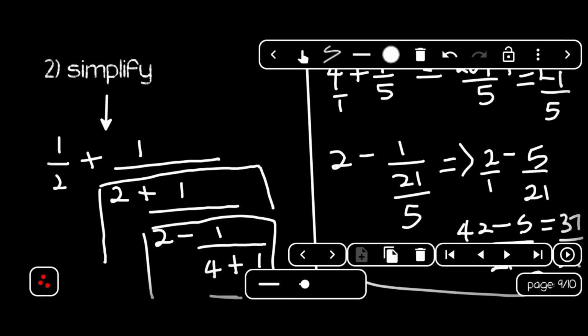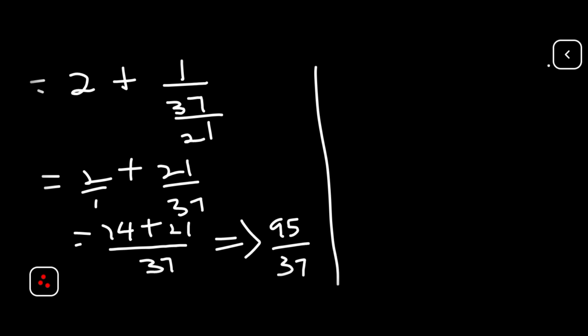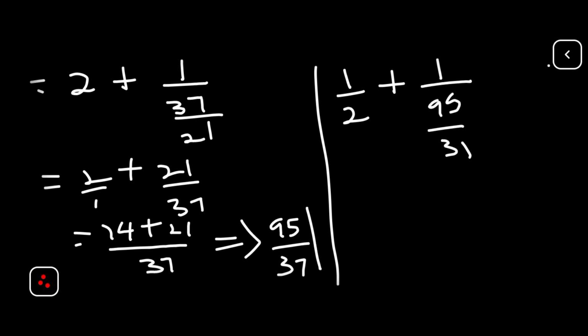So we're going to say half plus 1 over what we just solved. So half plus, that's 1 over 2 plus 1 all over what we just solved, which is this 95 over 37. Okay. So now you know that 1 over 95 over 37 is the same thing as 37 over 95. We've done that before, so you should understand that. But if you have a question still, you can ask. So we're going to have 1 over 2 plus 37 over 95.